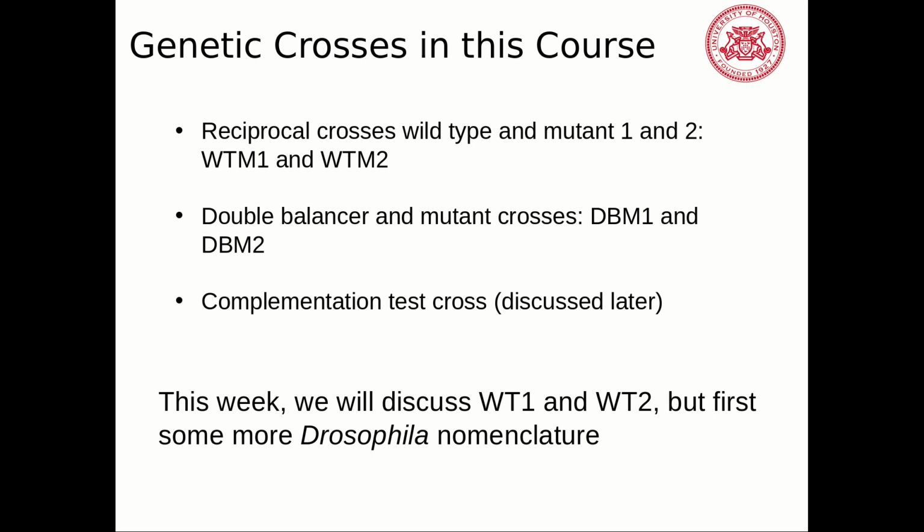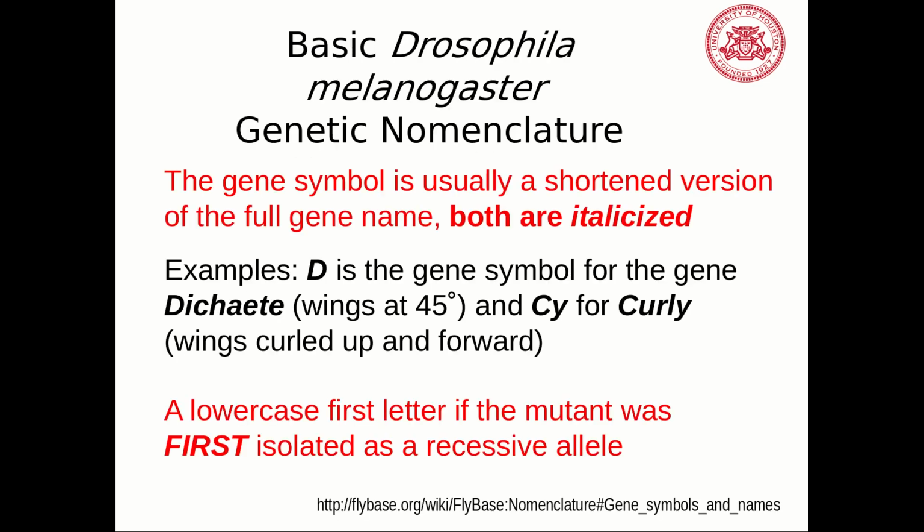We also need to discuss complementation test crosses. That'll be later, but we do need to get this concept of a double balancer through this week. So we'll be talking about WT1 and WT2, but let's first talk about Drosophila nomenclature. In other words, how do you name them? How do you refer to them?